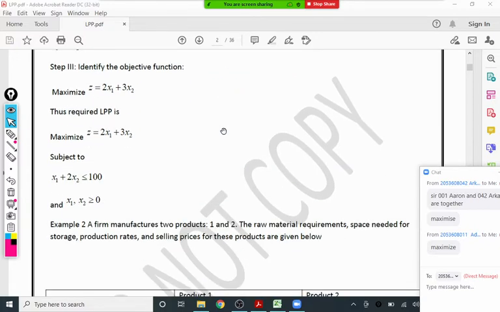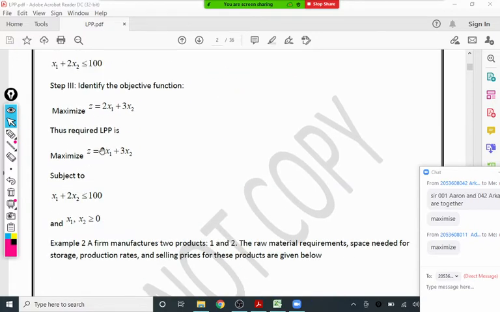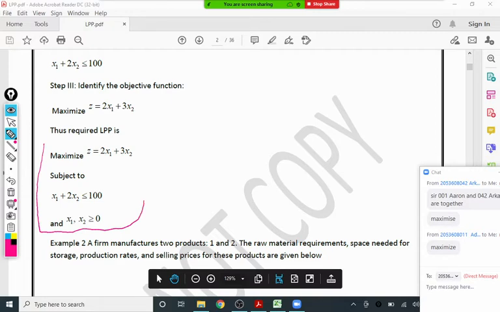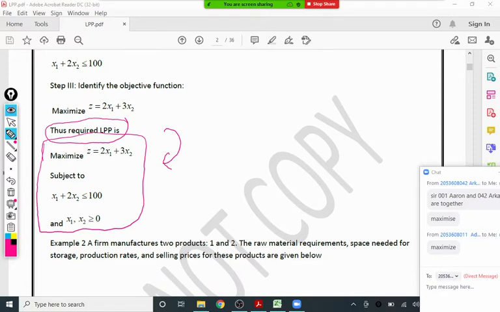So for the final answer, you should write this part only, these three things, whatever I have written previously. Final answer should be this much only. This required LPP is this part. This only you can write in the exam if the question comes for formulation. Maximize z, which is 2x1 plus 3x2 or 2x plus 3y, subject to x plus 2y less than or equal to 100 and x and y greater than or equal to 0. So these three things should be there.